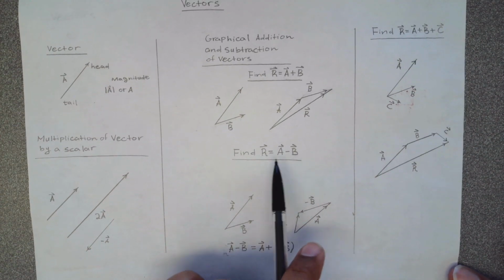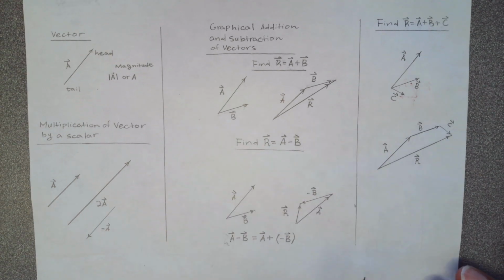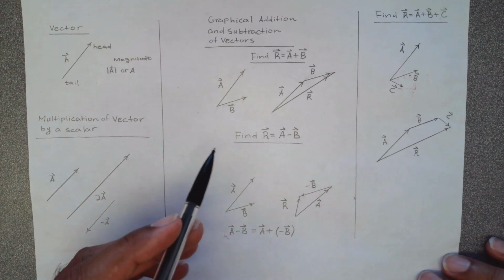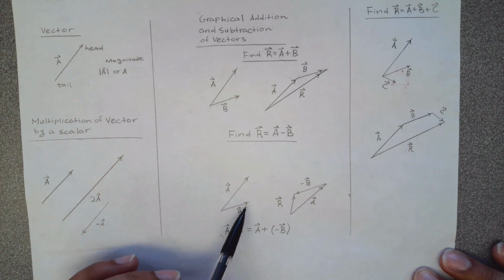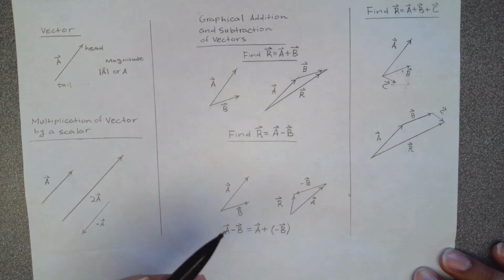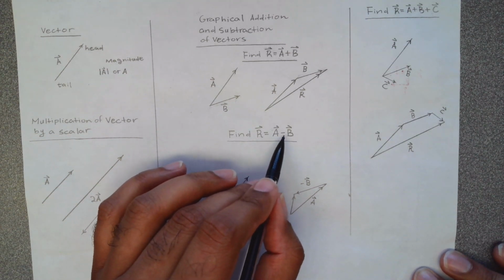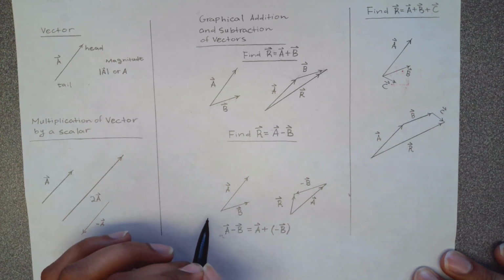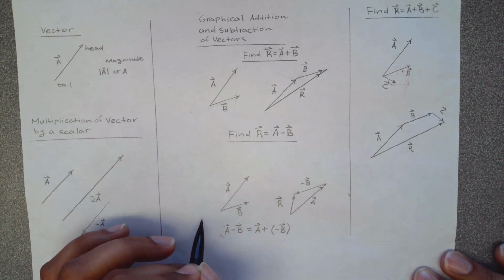What about if I want to find R, but this time R is A minus B? So what do I do now? I have these two vectors, A and B, but now I want to find A minus B. So I will do the same thing. I will start with A, but this time I will add negative B to that. And as we said, if you want to find minus B, you have to flip this vector 180 degrees.